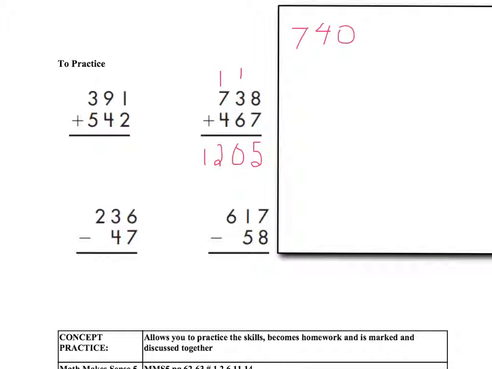467 is pretty close to 470. Those both end in 0. They're easy for me to work with. I have to add those now.